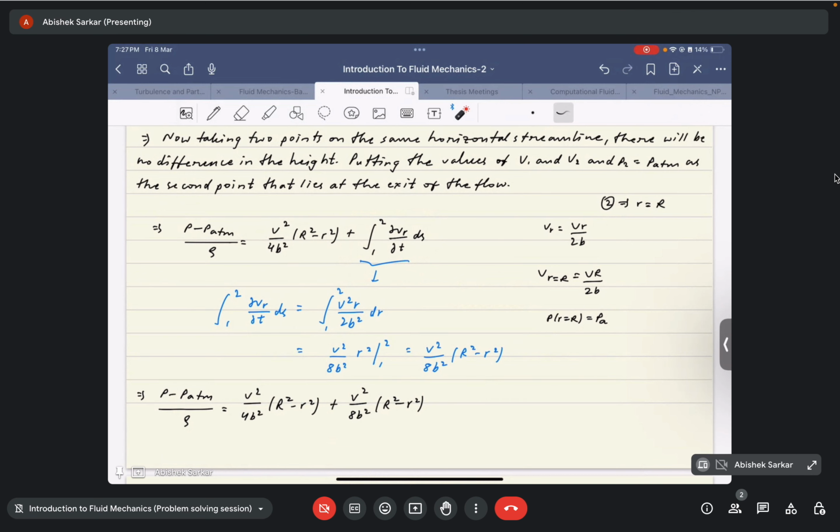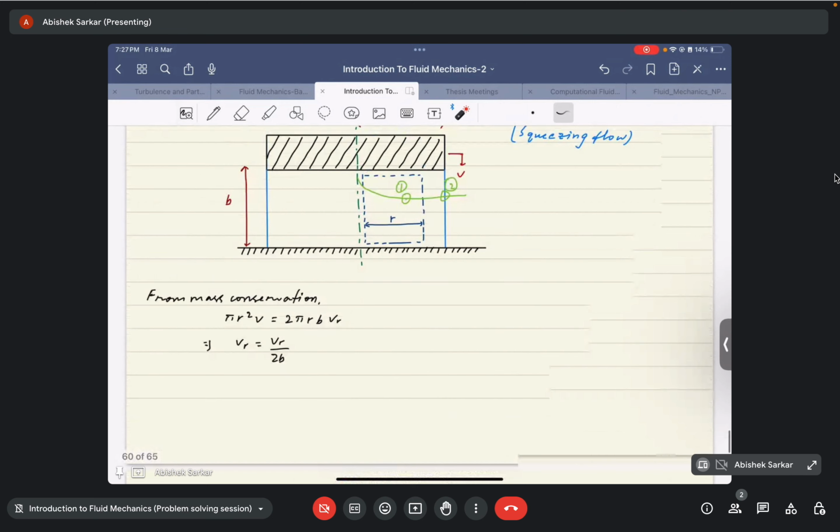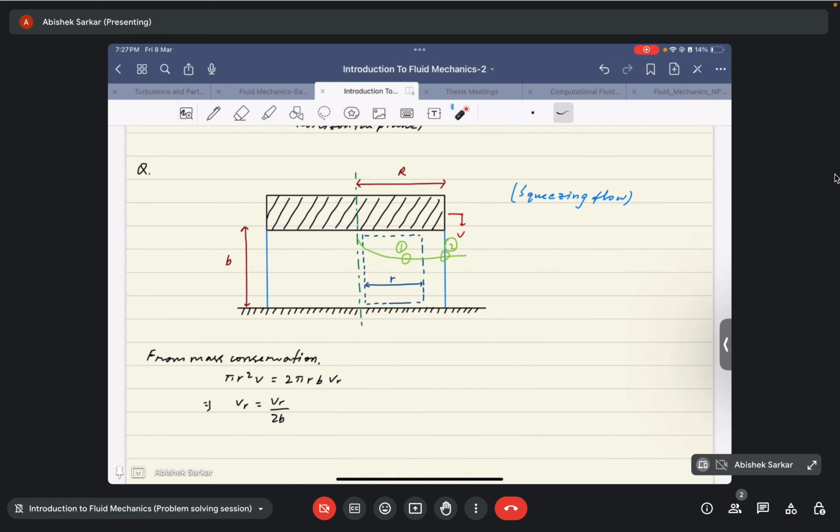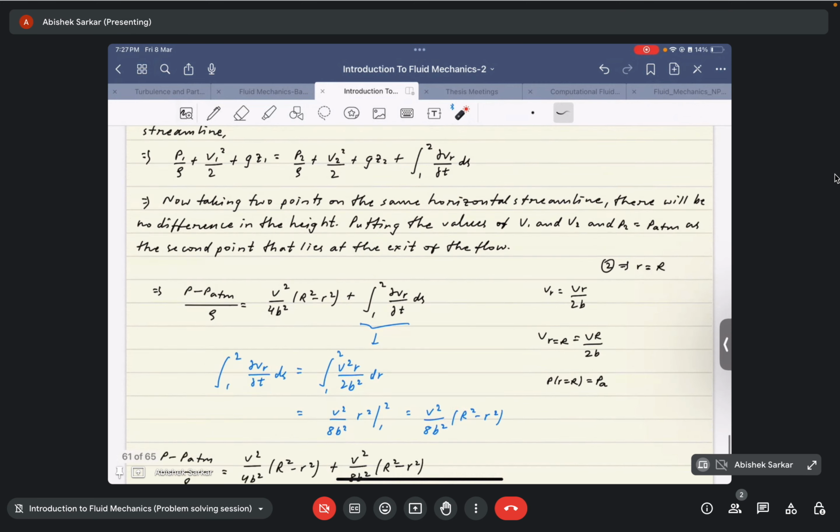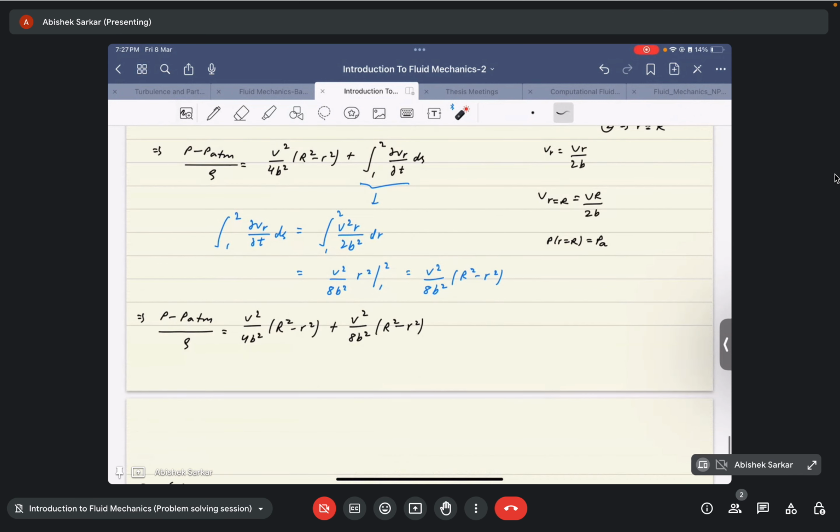I'm sorry, it's better to go to the diagram. What I mean to say is that if this streamline is considered to be of this form, and these 2 points lie on the same horizontal level, then the elemental streamline length ds can be considered to be equal to dr, the elemental radial length. If we substitute ds equal to dr in this expression, once we do the integration, we will get that the integration from 1 to 2 of dou VR by dou T into ds would be equal to V square by 8B square into capital R square minus small r square.